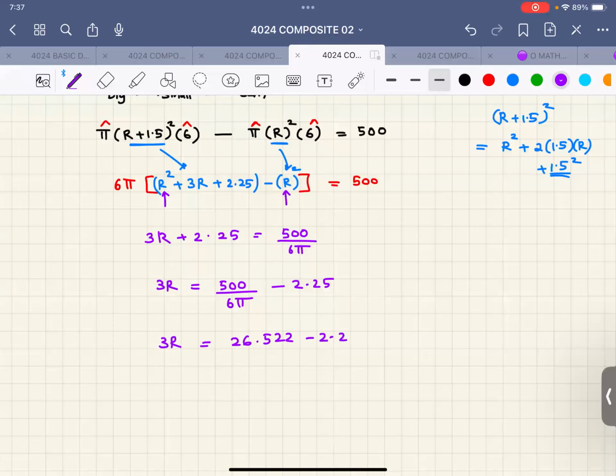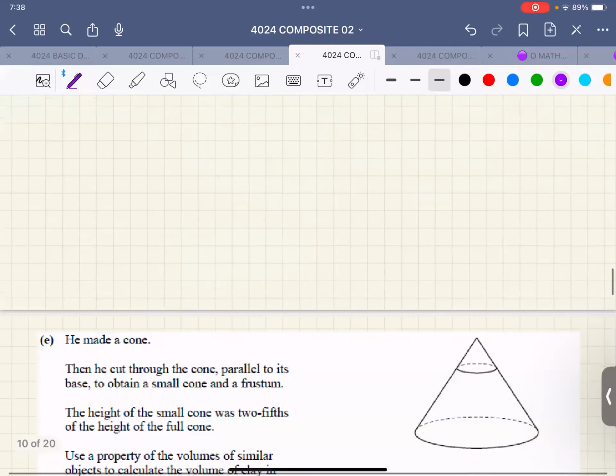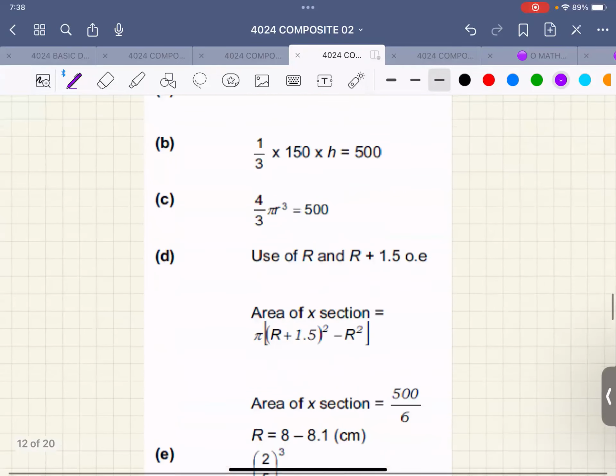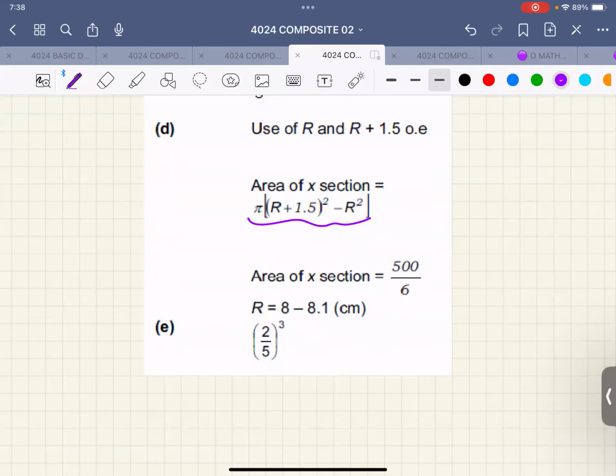26.522 minus 2.25 comes out to be 24.272. This is 3r, so to make r the subject, divide by 3. Therefore, this is 8.0907. Therefore, r is 8.09, correct to 3 significant figures. Let's double check this answer. Here the whole working is given, but the answer is not given.